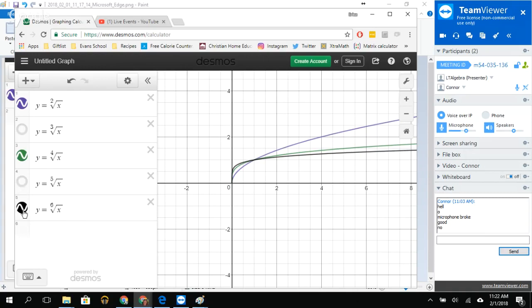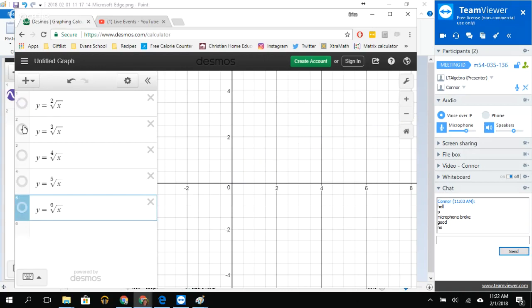And then if we turn those off and we put on our odd functions, you can see that these have a similar shape, just slightly different. And these are going to be true for all values of x and y. The domain is going to be all values of x and y.